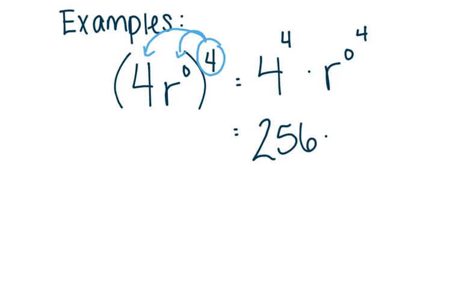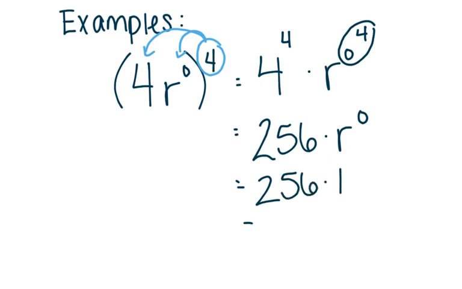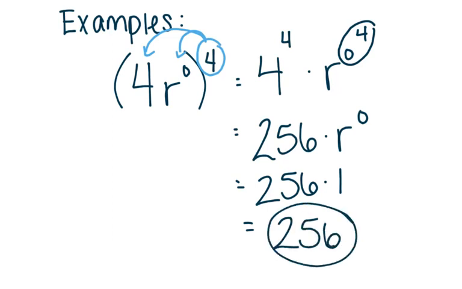Okay. This is a power being raised to a power. That is when you multiply. 0 times 4 is 0. And then don't forget that anything raised to the 0 power is actually 1. And then we can simplify. 256 times 1 is 256. Okay.